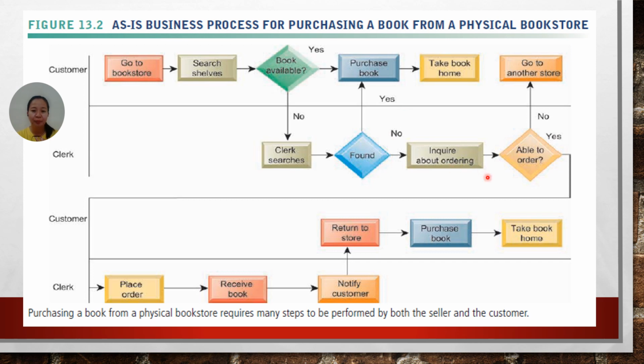If not, mag-i-inquire about ordering the book. So, if available siya, pupunta siya sa ibang store. If yes, if it is available, pupunta siya dun sa ibang store, no? And then, si clerk, magpe-place ng order. And then, pag na-receive na yung book, ino-notify si customer. And then, si customer babalik sa store. And then, purchase na yung book. If not, pupunta si clerk sa another store. So, yun yung process dun sa physical bookstore.